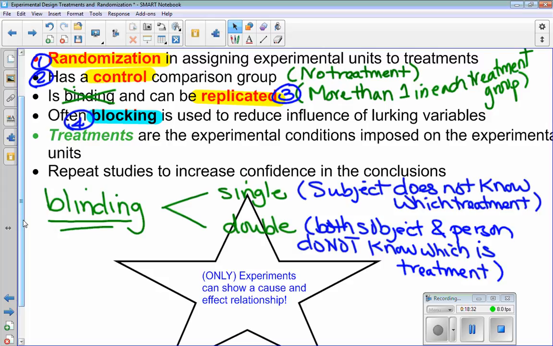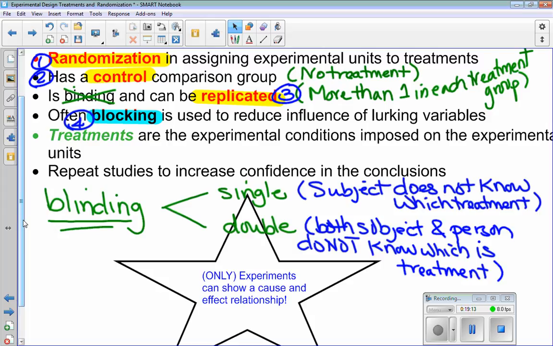But blocking is when you take your subjects and you break them up into groups. Kind of like stratification with surveys, right? It's a little bit like that. But what you're doing with blocking is you're trying to reduce lurking variables. So if I think that age might play a factor, I'm going to put all people of like ages together so that I can look within each of those blocks and decide whether or not the treatment had a bigger effect or not. Okay? So blocking is often used, and sometimes you have to use it.